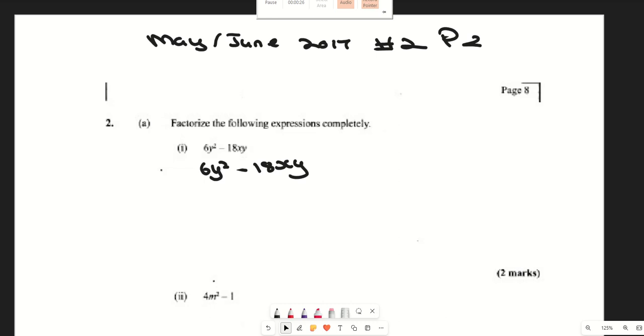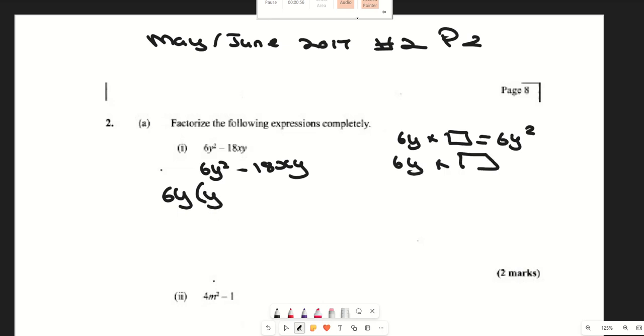When you're factorizing, you're asking yourself what they have in common. What does 6 and 18 have in common? What could go into 6 and what could go into 18 at the same time? 6, right? So you're going to put that 6 outside. What about y squared and xy? What do they have in common? They have y in common. Now you're going to say 6y by what would give you 6y squared? That is y.